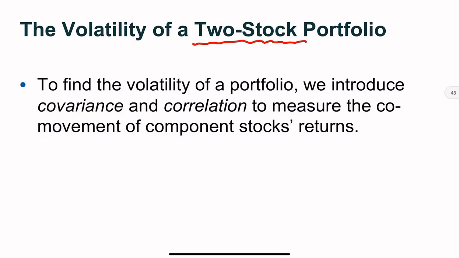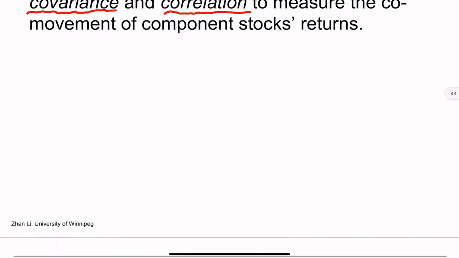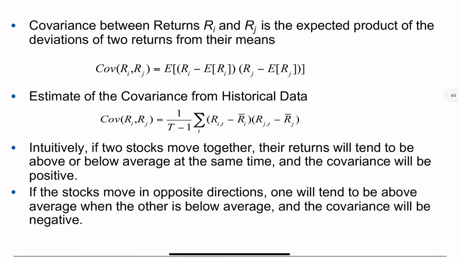Since the purpose is to calculate the volatility of a portfolio, we have to first learn some basic concepts. And based on these basic concepts, then we can calculate the volatility. The basic concepts we need here are first, covariance, second, correlation. Again, the purpose of learning covariance and correlation is to calculate the volatility of a two-stock portfolio. Okay, let's see how you define covariance, and then we will talk about how you define correlation, because correlation is basically based on covariance.